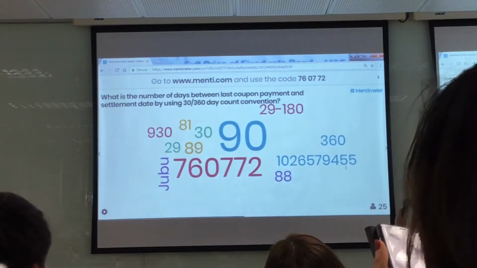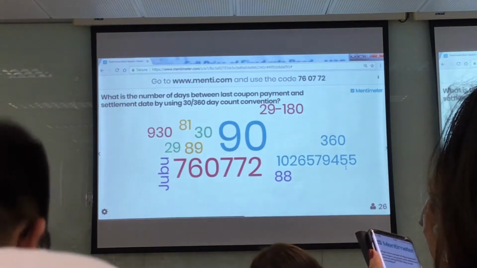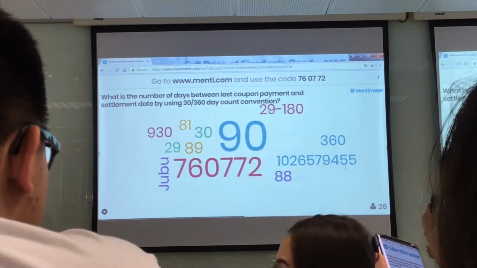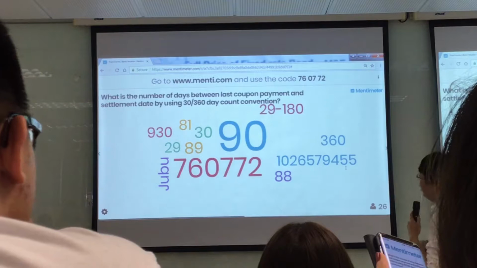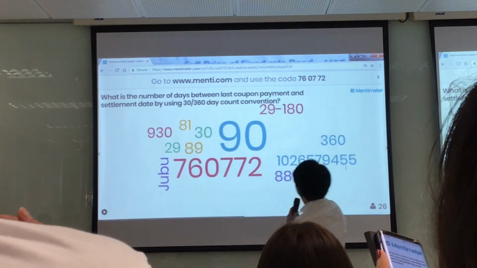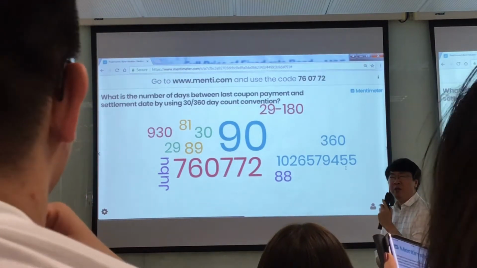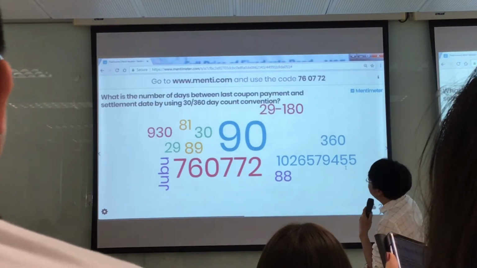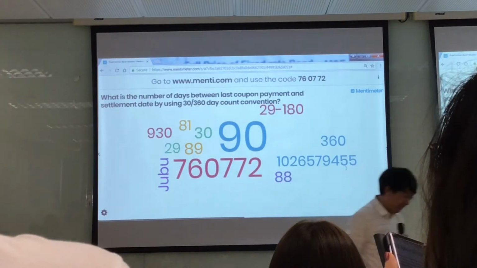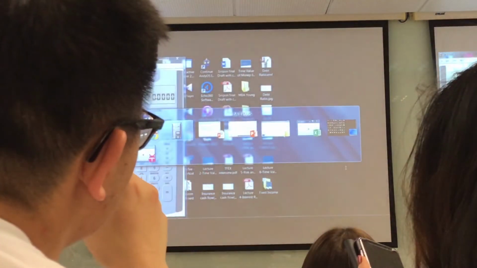Let me check. There is only one answer that is correct, but I don't know why. There are 26 right answers, but the number shown in this, I think, is that 26, right? Which one do you think is correct? Your number? No. The correct answer is 89.